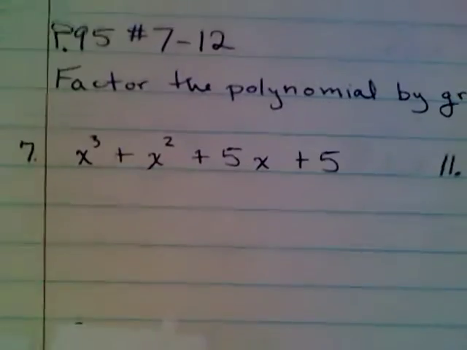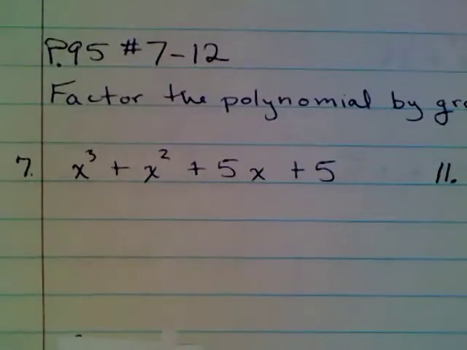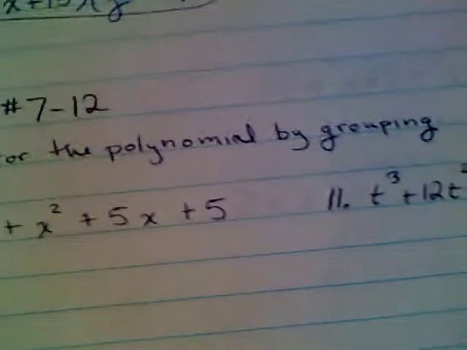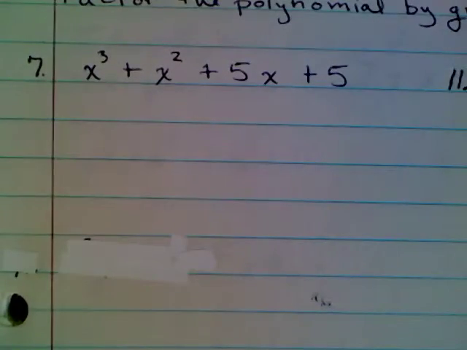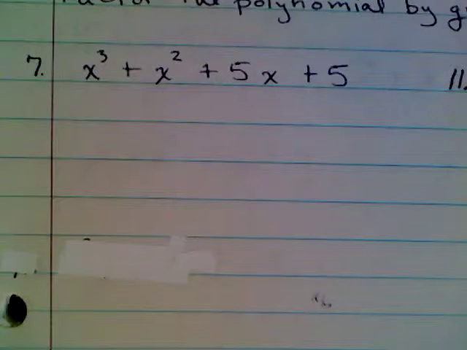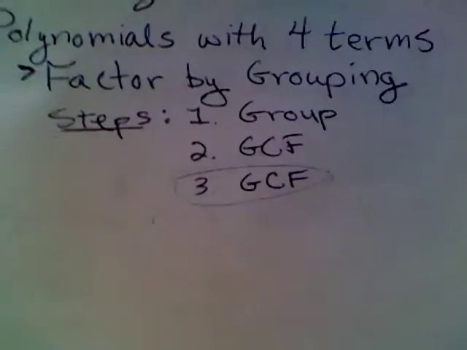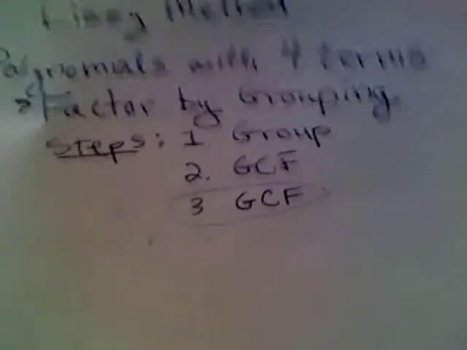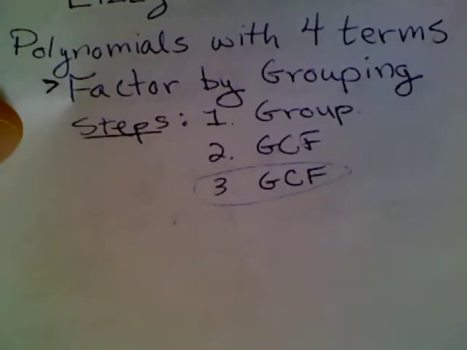Page 95, numbers 7 through 12, Math 1 book. It says factor the polynomial by grouping. So here we are. We have four terms. Remember, typically polynomials with four terms, you're going to factor by grouping.